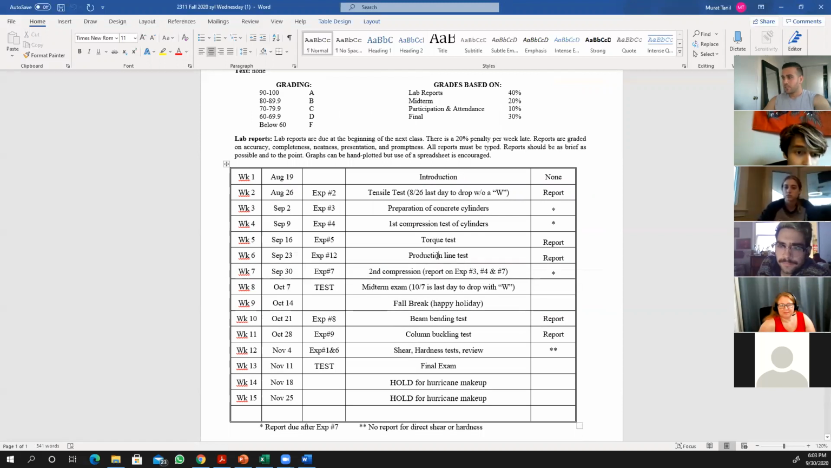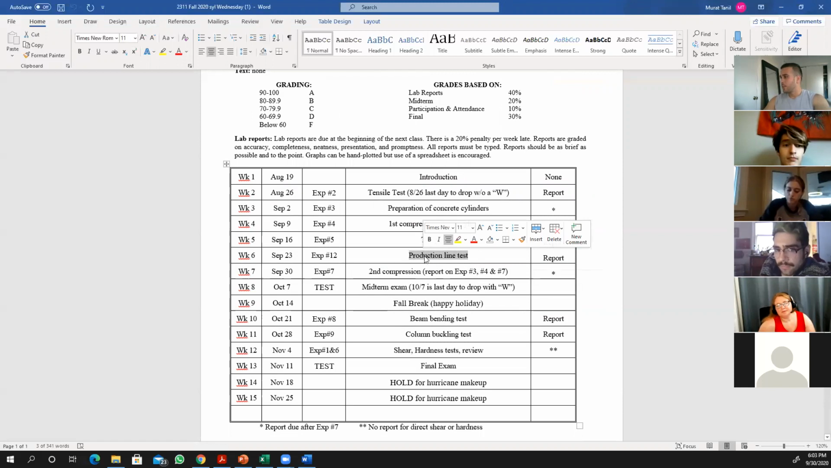Actually, this production line test is replaced by the column buckling. The only reason I replaced it is because we know the production line test equipment, I think, needs to be upgraded. That's what I heard from the department. So they need to upgrade the software. And until the next notice from the department, I'm going to postpone this to the end. But like I said, we still have time to finish all the experiments.